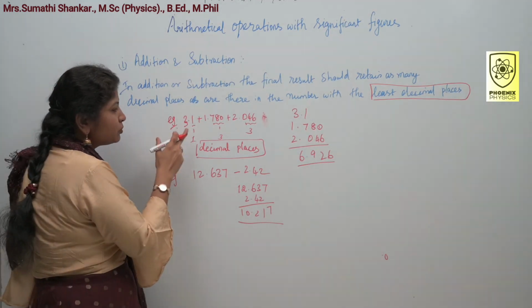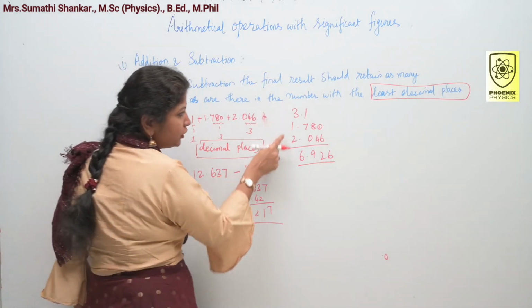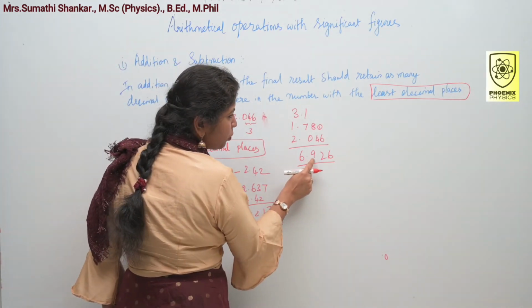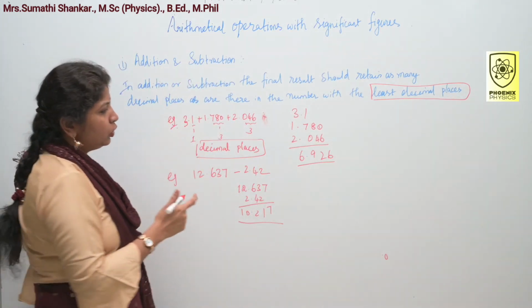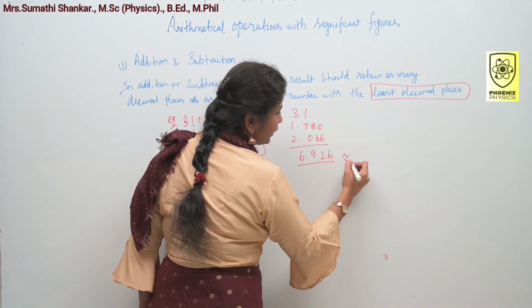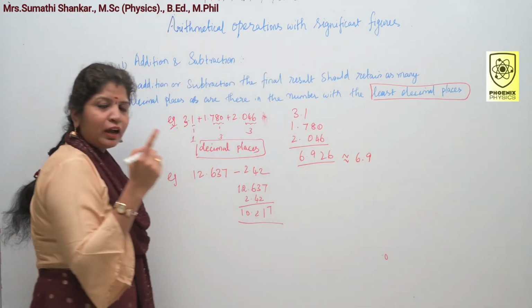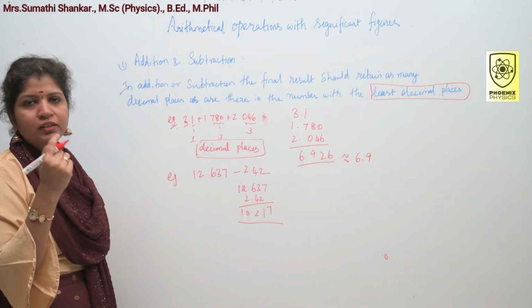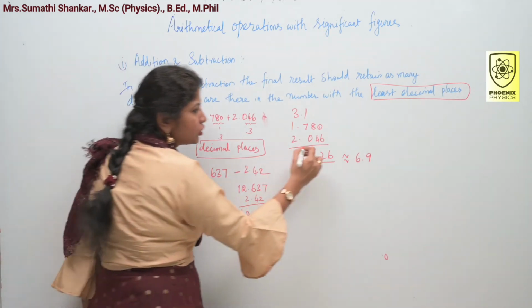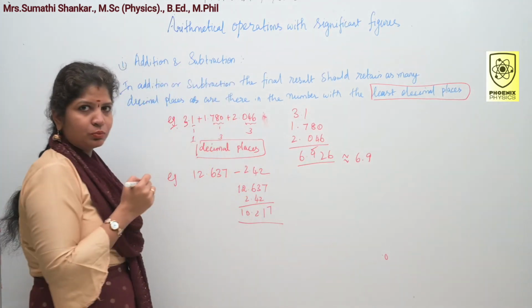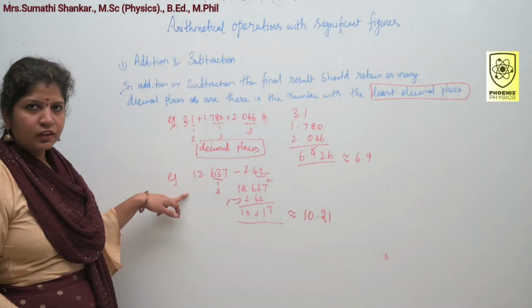Here, what is my least decimal place? Decimal place is 1. So add all the numbers. I got 6.926. My least decimal place is 1. Now you can round off the figure as 6.9 because I am considering only the least decimal places. Here 1 is the least decimal place. So I have taken the first decimal place alone.